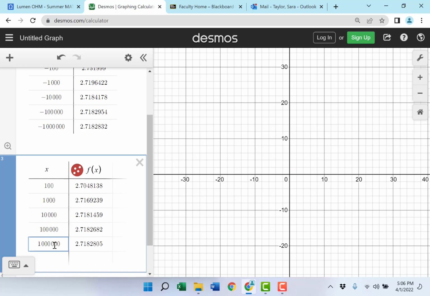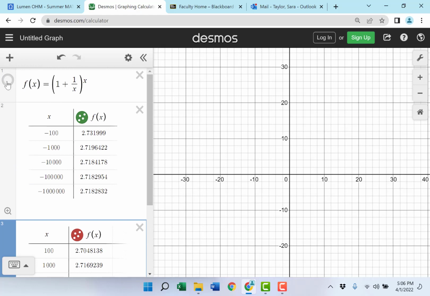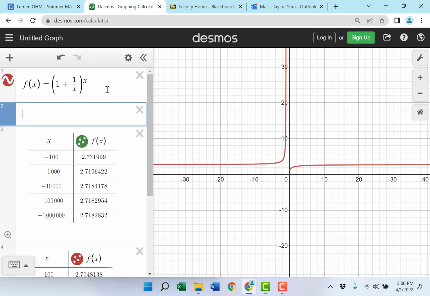And again, we see that the y values are approaching a limiting value of about 2.71828, which we see then the y values are approaching e. It turns out, if I turn on this graph, we see that the function's graph flattens out to approach a y value of e. And I could even throw in that horizontal asymptote.